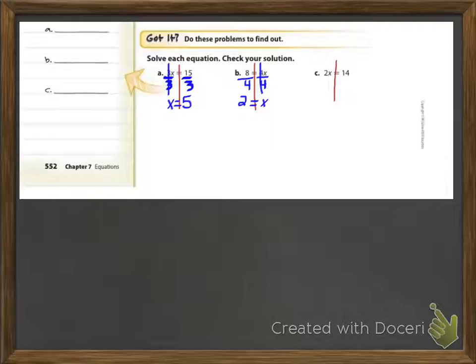And looking at example C, we have 2x equals 14. Remember, this means 2 times some number equals 14. So I'm going to simply divide both sides by 2. Keep in mind how I'm showing the divide by. So my 2's are going to cancel out, and I drop down my x equals, and then 14 divided by 2 gives me 7.